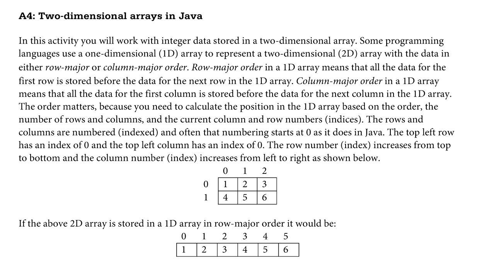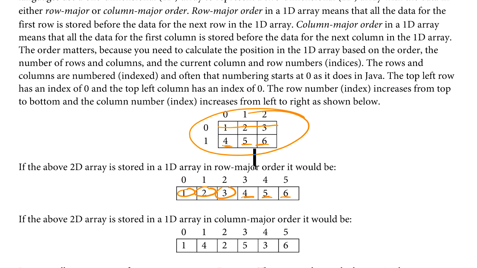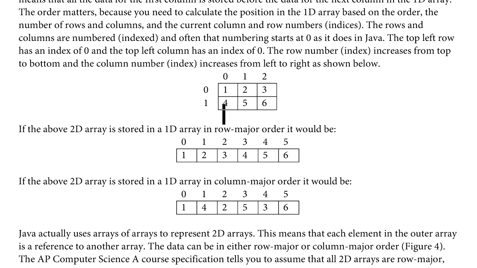for the next row. So if you look down below at this example, if this particular table was stored in row major order, notice that the first three values are 1, 2, and 3, and that's this first row. And then after that is the next row. You can see the 4, 5, and 6.